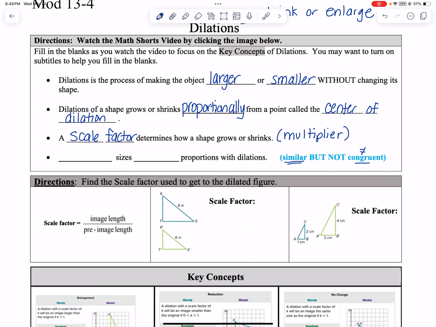All right, so the big thing with these ones is we don't have same sizes. We have different sizes, but the proportions are the same. So same proportions with dilations.